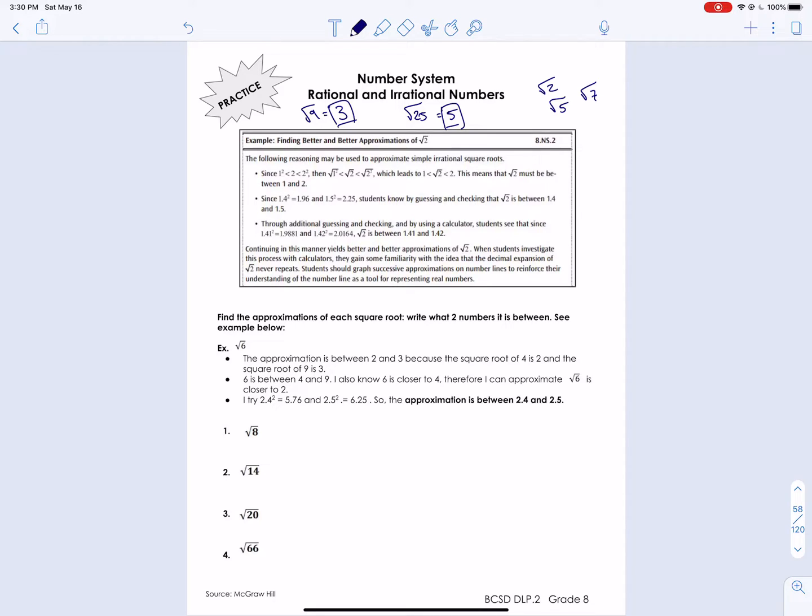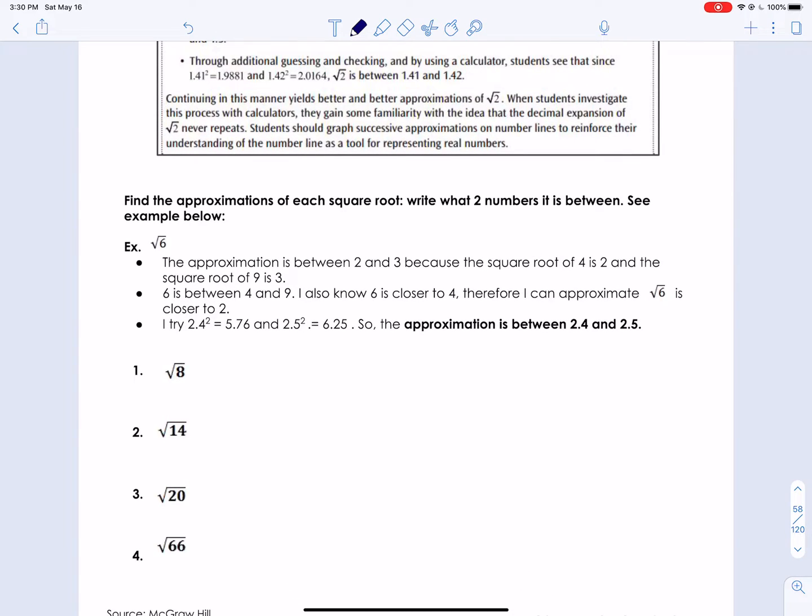So again, this is all review. We've done this in class. We should be able to do that. So there's an example done for you. I'll do one more and then move on. So I'm going to do number 2. So square root of 14.